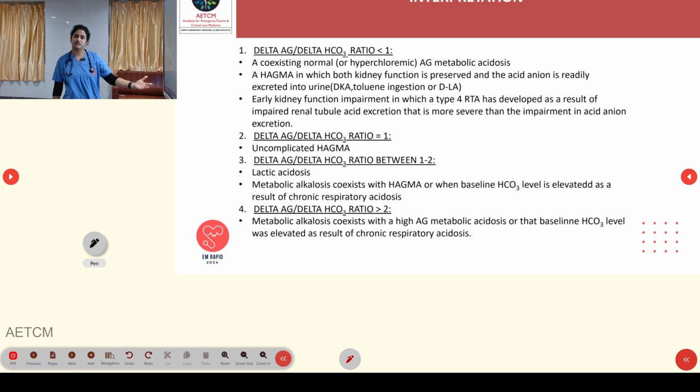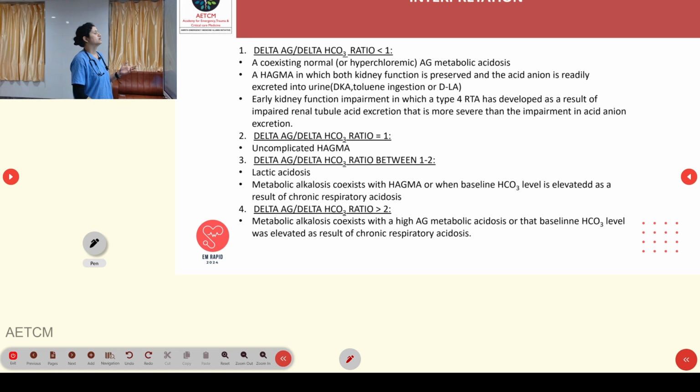So, interpretation of that delta anion gap by delta bicarbonate ratio: if it is less than 1, there will be a coexisting normal anion gap metabolic acidosis or a HAGMA in which both kidney function is preserved and the acid anion is readily excreted into urine, like DKA, toluene ingestion and D-lactic acidosis, or early kidney function impairment in which type 4 renal tubular acidosis has developed as a result of impaired renal tubule excretion that is more severe than the impairment in acid anion excretion.